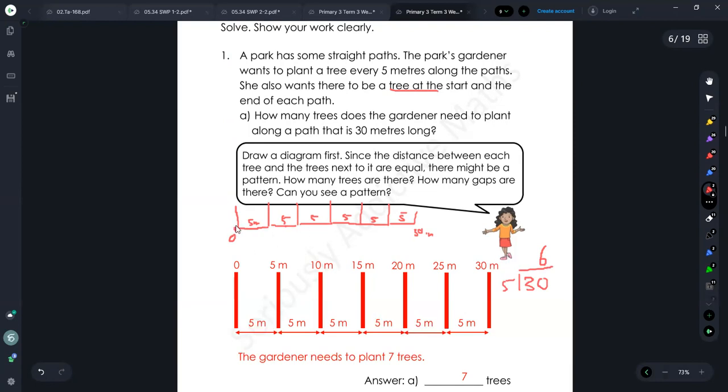When you do this method, the first tree is not counted. Look at it: one group of 5 is 1 tree, 6 groups of 5 is 6 trees. But let's not forget, there is the first tree here. So it's always 6 plus 1. So they always use this method: the distance divided by the distance of each gap, and then you have to add the first one. This is provided that there is 1 tree at the start.